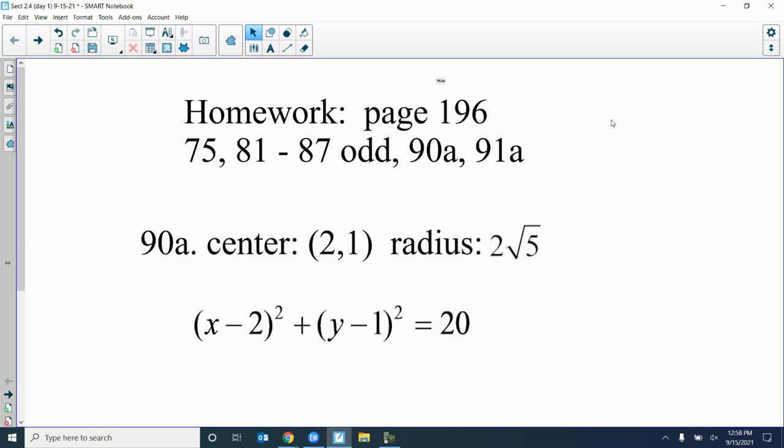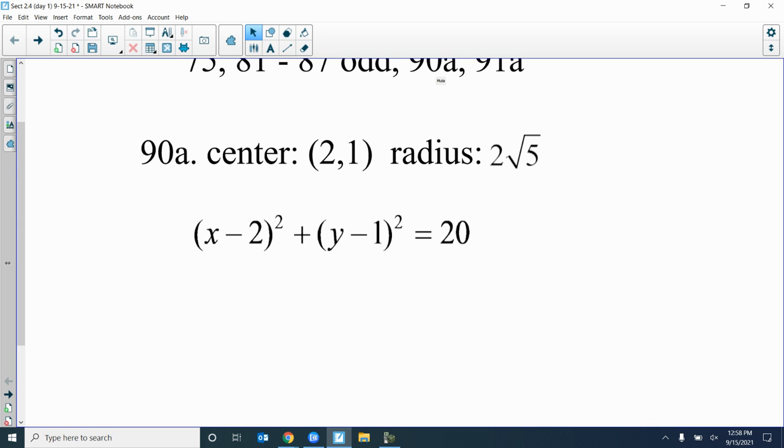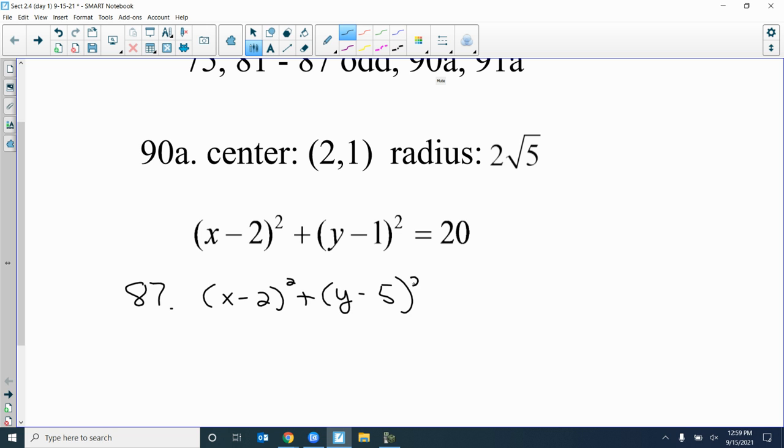87. What'd you get for 87? What's your equation, Justin? X minus 2 squared plus y minus 5 squared equals 26. All right, that's correct. Make sure yours equals 26 for that. So just double check that one. I saw looking at a few of them, that was one that was missed on some papers.